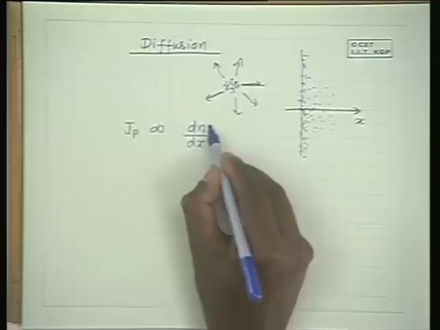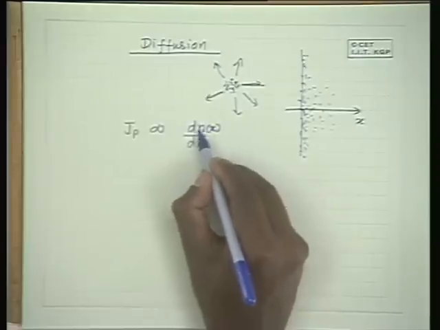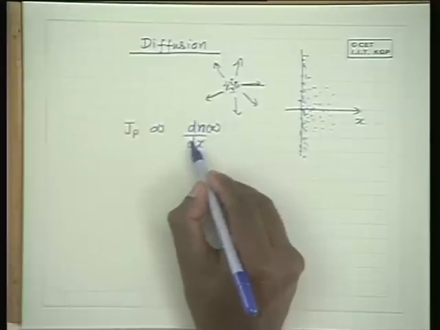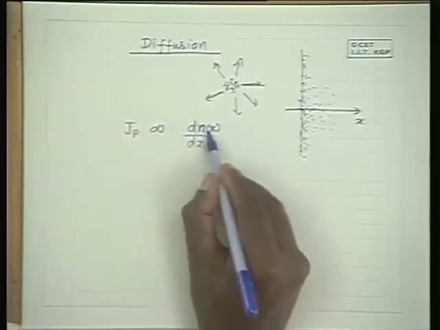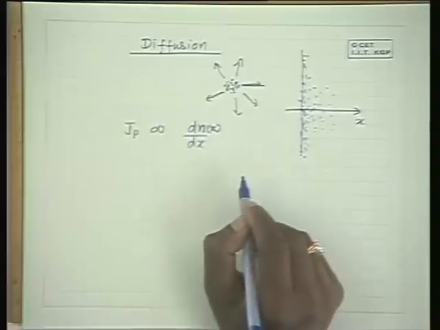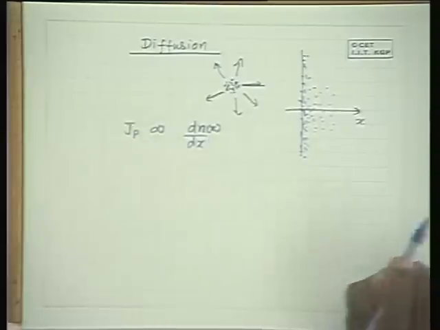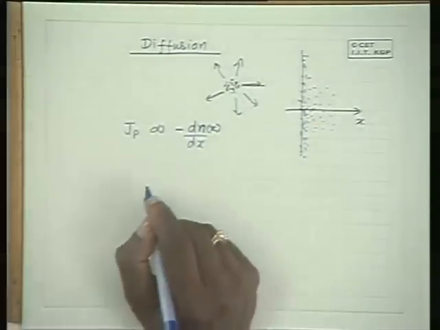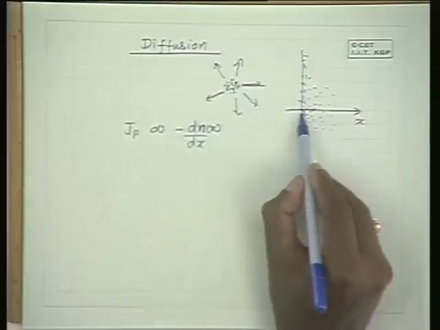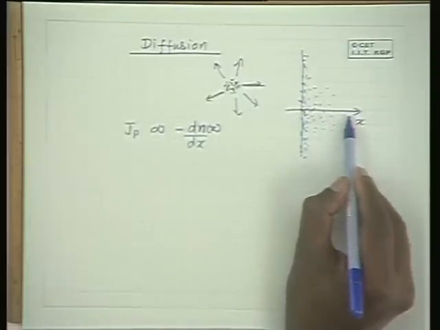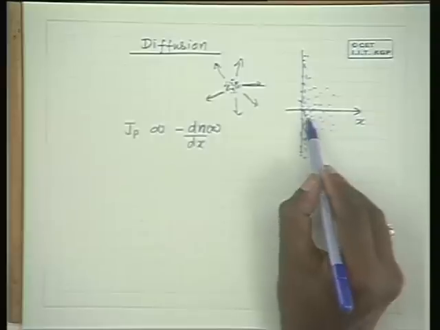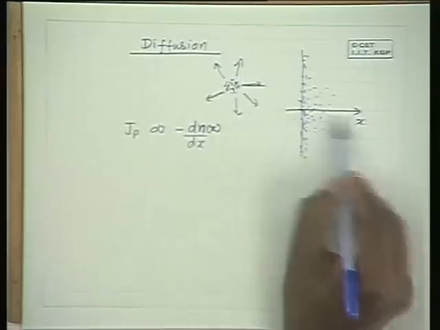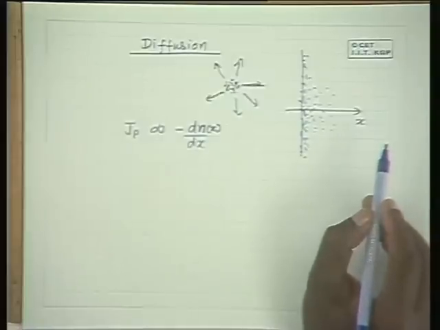If the concentration as a function of x is n(x), its gradient is naturally dn(x)/dx, and the current is proportional to this with a negative sign, because these charged particles diffuse from a high concentration to low concentration area. Therefore, when dn/dx is negative, the current is positive in that direction.